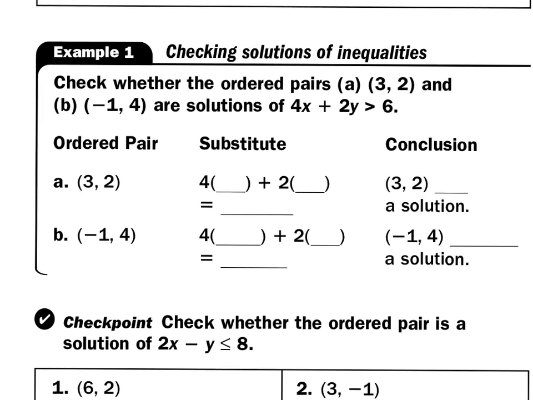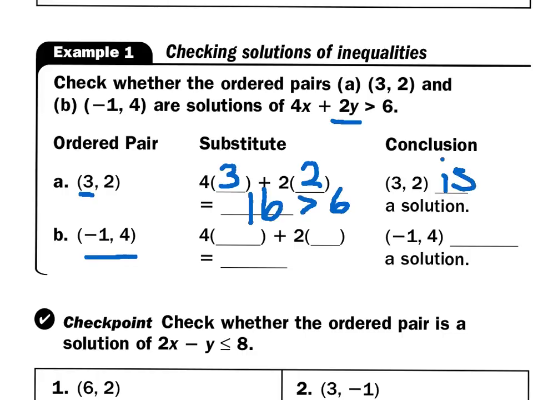Okay, checking solutions. To check a solution to an ordered pair, I just need to put the ordered pair inside the equation and see if it's true. So 4 times x, where's my x here? My x is 3, plus 2 times y, so my y is 2. That's 12 plus 4, and 12 plus 4 is 16. Is 16 greater than 6? Yes. So this point is a solution.